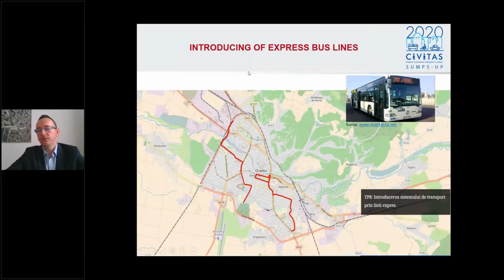Also, we have had measures that do not encompass direct financing or funds, but are more related to management. So we introduced express bus lines in order to reduce the travel time for the citizens, especially on the link between the city and the industrial parks.